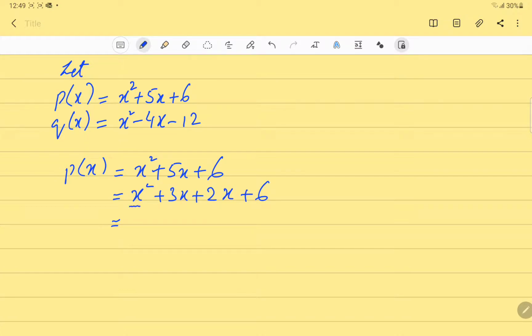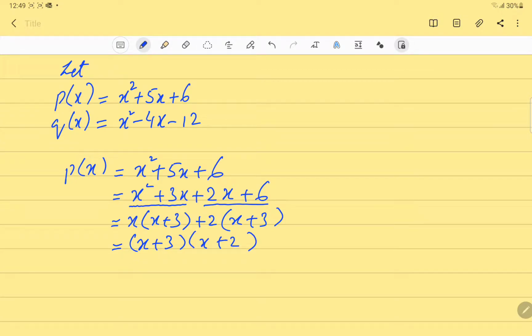Now we will make pairs here. So in the first pair, that is x squared plus 3x, we have x common, and in the second pair we have 2 common. So again we have in bracket x plus 3. Now x plus 3 is common and we are left with x plus 2. In this way we have factorized our first expression, which is px.